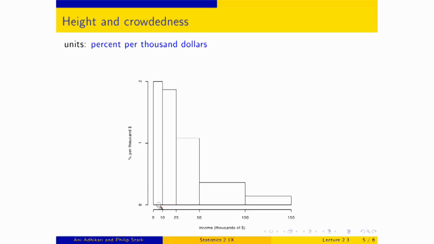For example, under the assumption that the 20% are evenly spread out here, within each $1,000 interval, you have 2% of the people. That's what the height means. 2% per $1,000. So if I say what percent earned between $5,000 and $6,000, that's a $1,000 interval here. 2% of the people earned in that range.